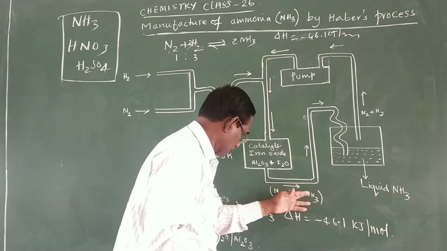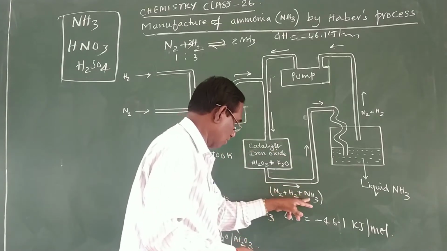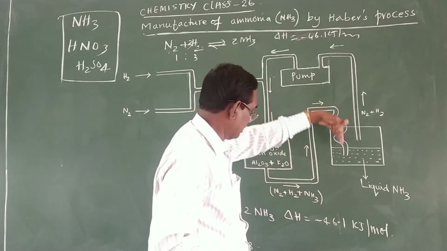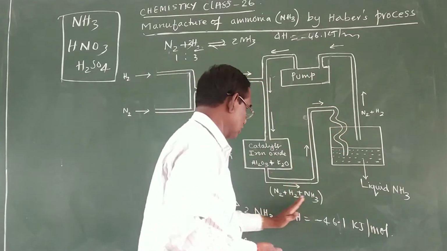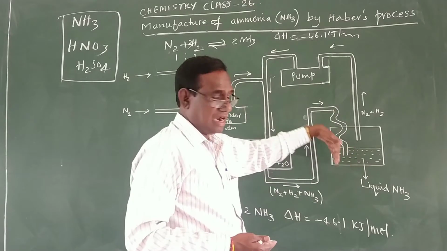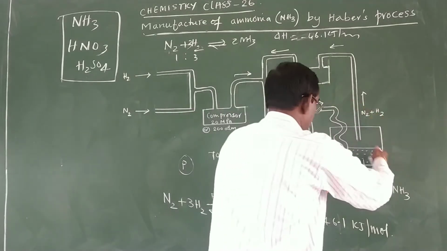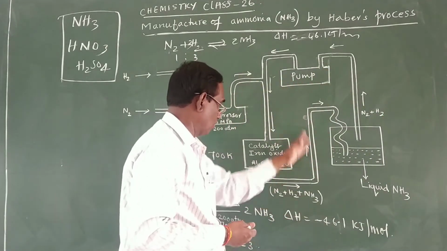This gaseous mixture of hydrogen, nitrogen and ammonia is passed into another chamber, the liquefaction chamber. It is passed through cooling pipes and cooled in a cooler. It is called a cooler.